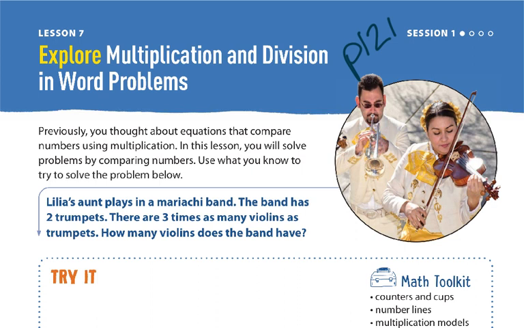121. Let's read. Lilia's aunt plays in a mariachi band. The band has 2 trumpets. There are 3 times as many violins as trumpets. How many violins does the band have?